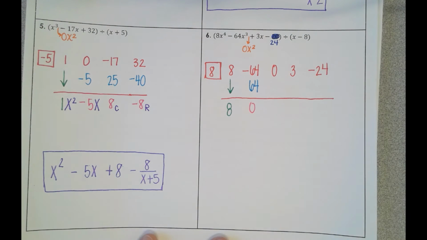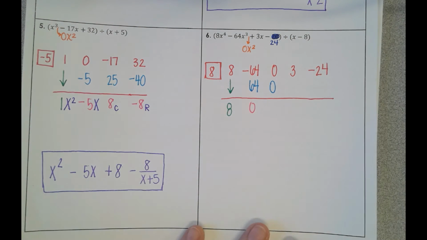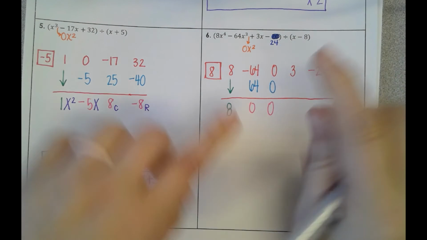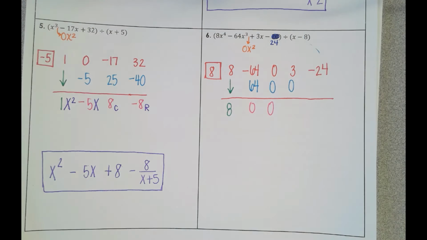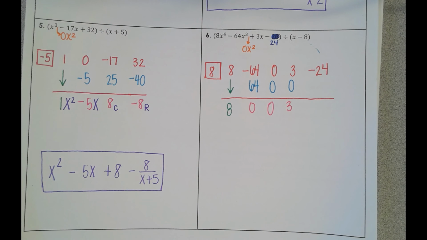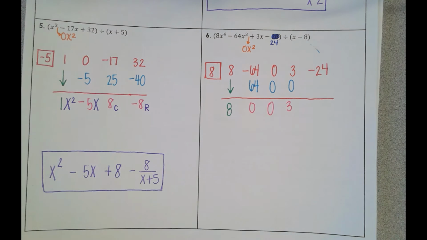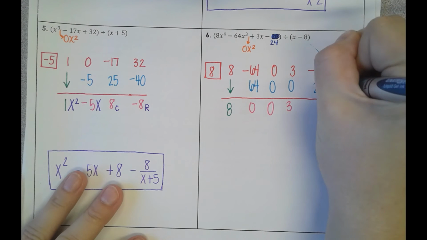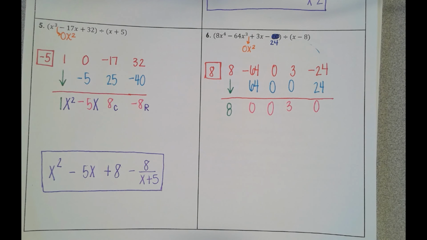0. What's 8 times 0? What's 0 plus 0? What's 8 times 0? What's 3 plus 0? 0. And 8 times 3 is 24. And negative 24 plus 24 is 0. There's a lot of zeros in that one.